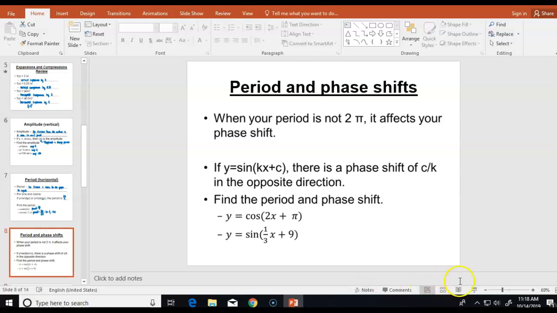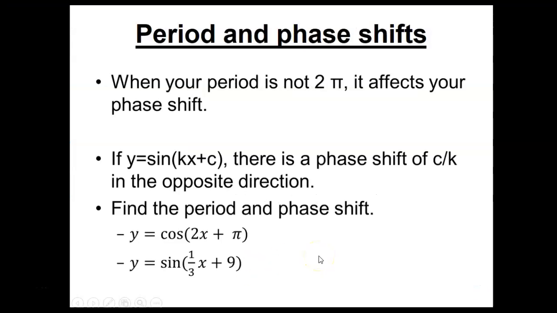So, one thing we actually did not look at whenever we were looking at phase shifts, whenever we were looking at horizontal shifts, is I never made you do a horizontal shift where you also had a horizontal compression or expansion. So I never actually made you do that when we were graphing everything else. But you really cannot avoid it whenever you are looking at your phase shifts and your horizontal shifts for trig functions. So whenever your period is not 2 pi, it affects your phase shifts.